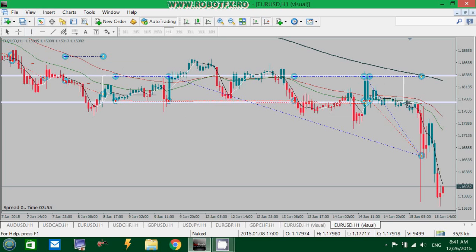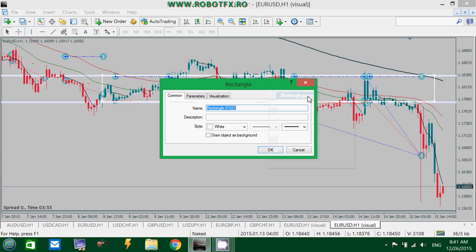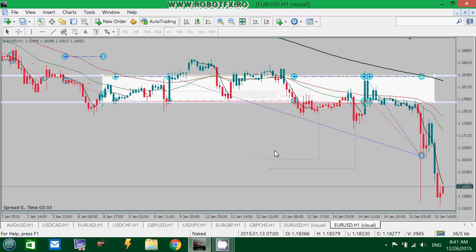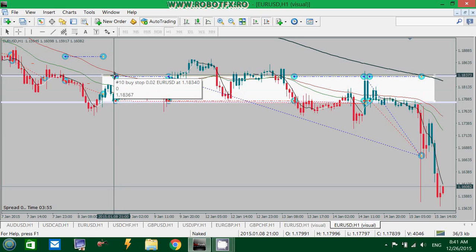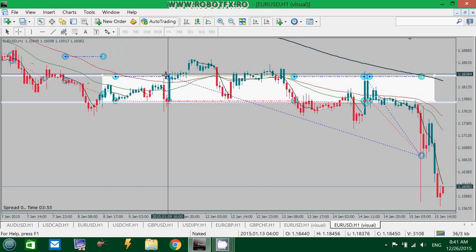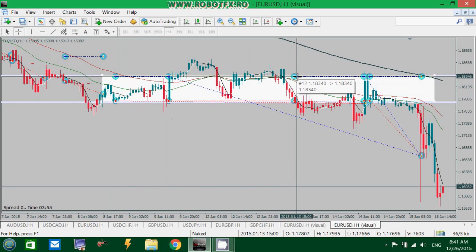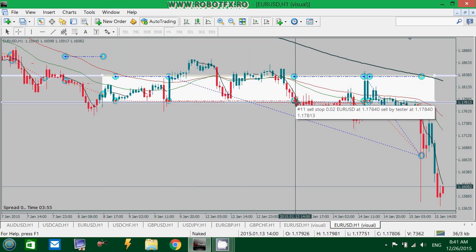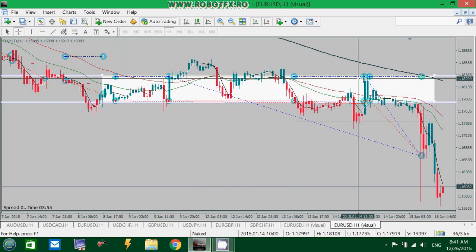Let me emphasize it a little more. This is the recovery zone that the EA created in this case. And the opposite trades are on the sides. Buy, sell, buy, sell, buy, sell. A short review of what just happened. Buy, sell, and so on.